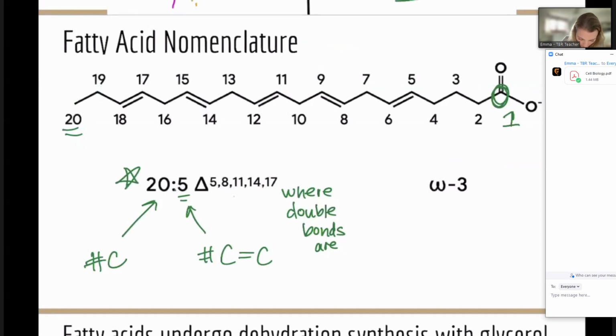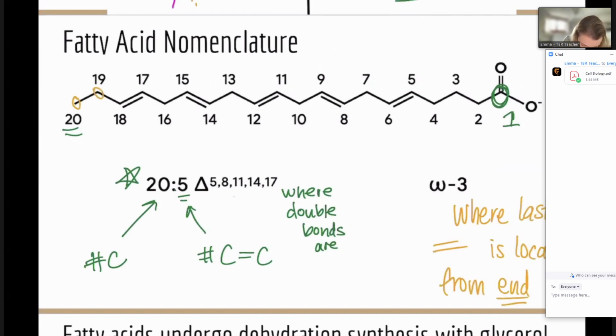So let me just do that again. This is showing me where my last double bond is located from the end. That's very important. So if this is my end, 1, 2, 3, it's 3 carbons from the end.